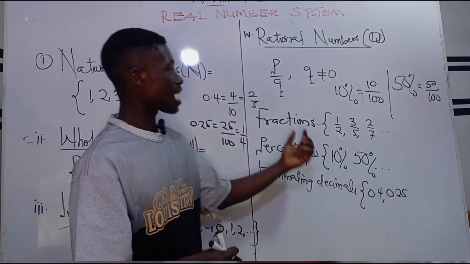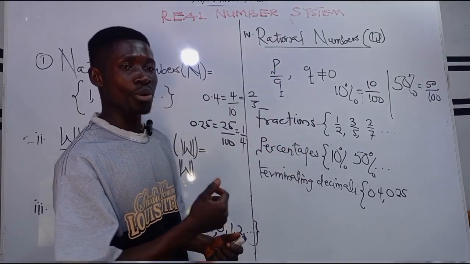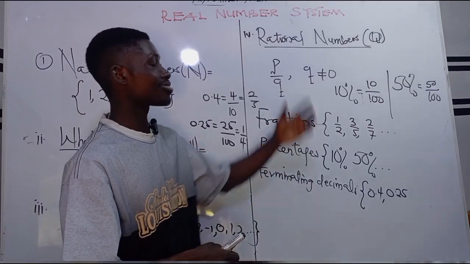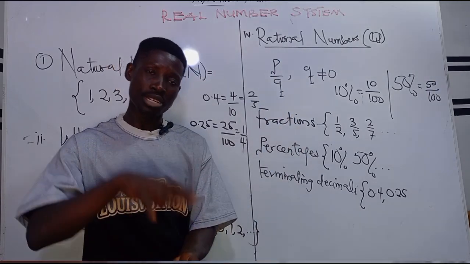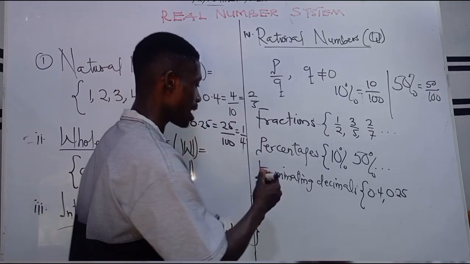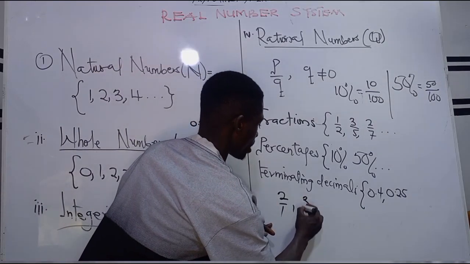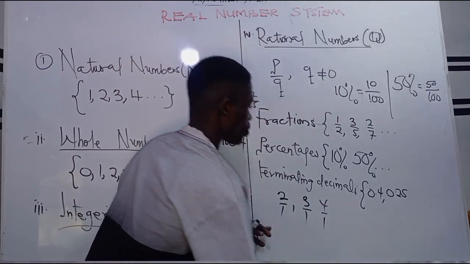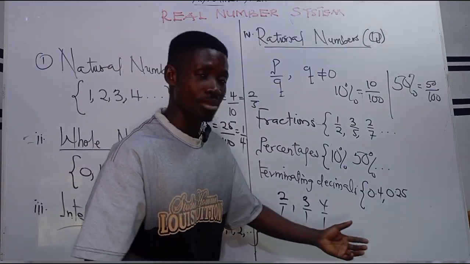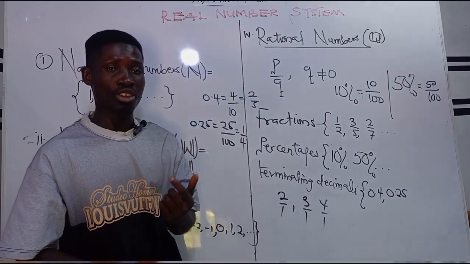Another type of numbers that are rational numbers is what we call counting numbers. All the counting numbers are what? Rational numbers, because they can be expressed as a fraction with a denominator of 1. You know that any number is over 1. So 2 is over 1, 3 is also over 1, 4 is also over 1, but we just don't write the 1. So you can say that all the counting numbers are also rational numbers. I believe you are following.